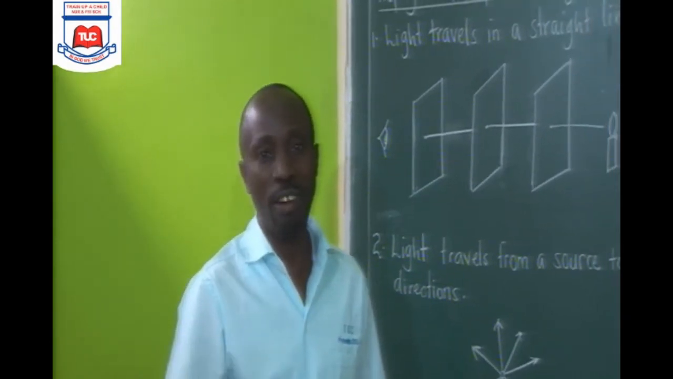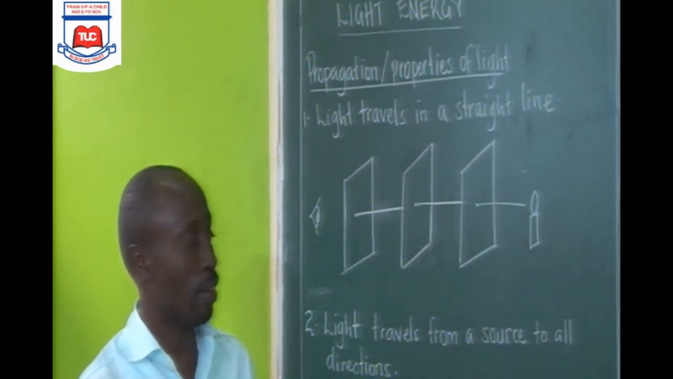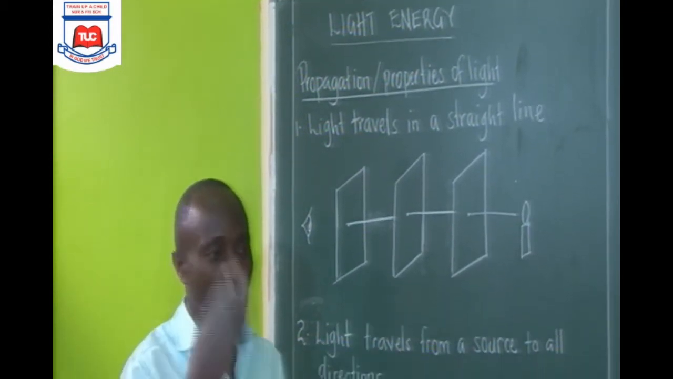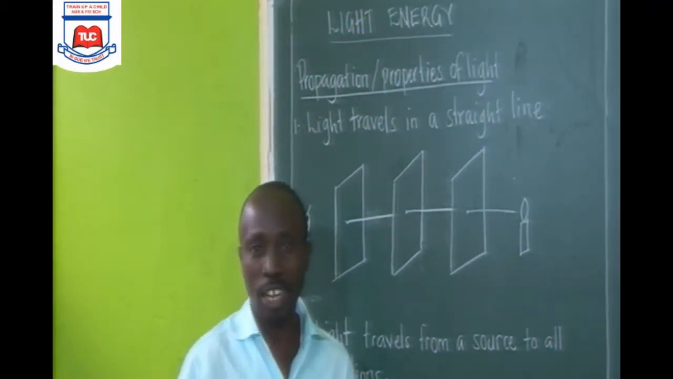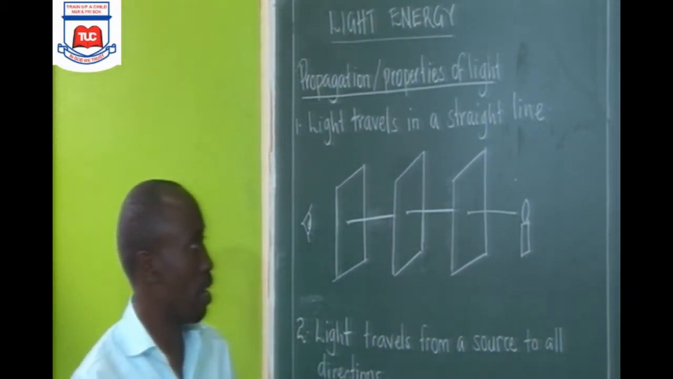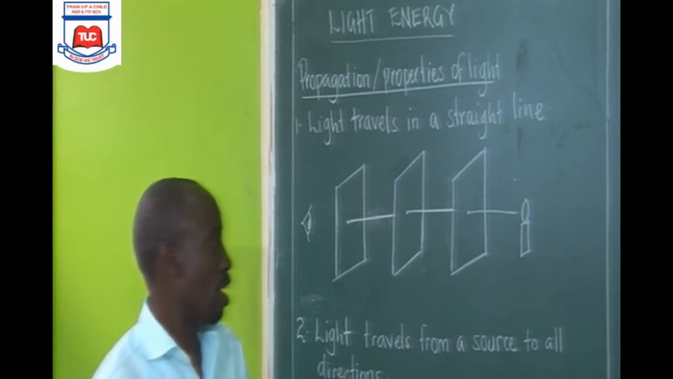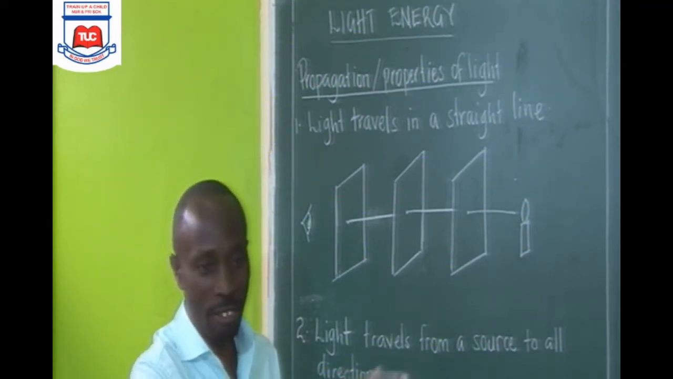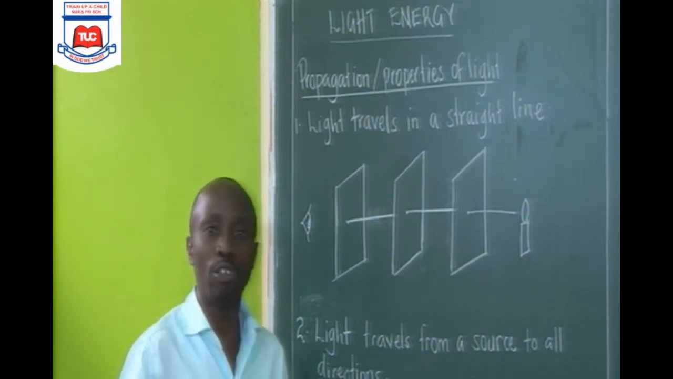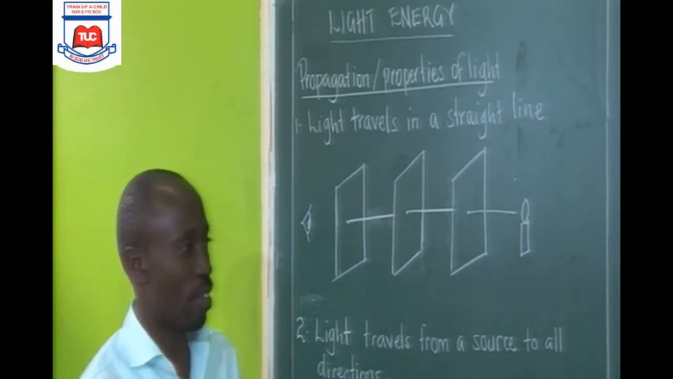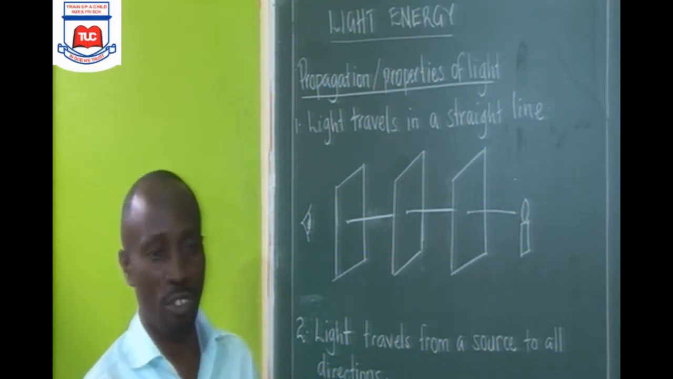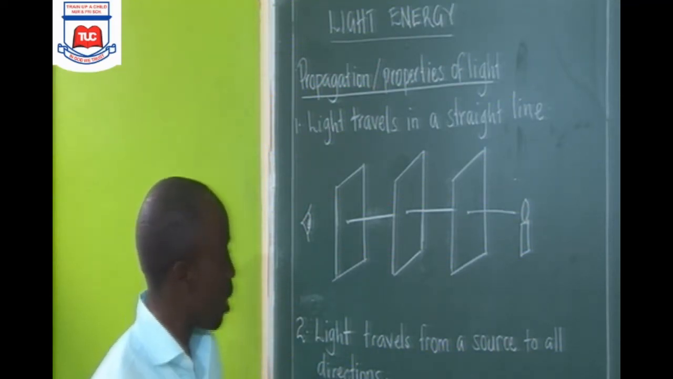Yes, we cannot see around corners. You know that is impossible. You cannot see someone in the corner unless you stand in a straight line. So basically, that is what we mean here. Light cannot travel in corners. They will ask you one day a question: why are we unable to see around corners? And the reason will be this: that is because light travels in a straight line.